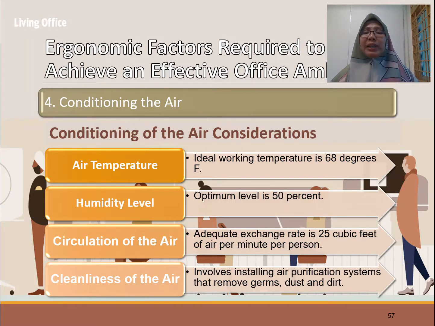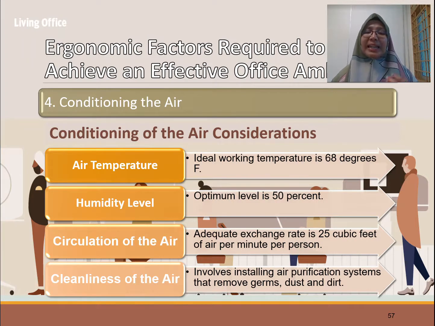The first one, air temperature: the ideal working temperature is 68 degrees Fahrenheit, or for us around 24 degrees Celsius. For the humidity level, the optimum is 50%. And then the circulation of the air, you need to have an adequate exchange rate of around 25 cubic feet of air per minute per person.